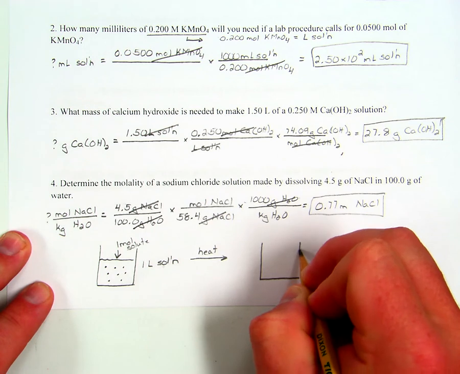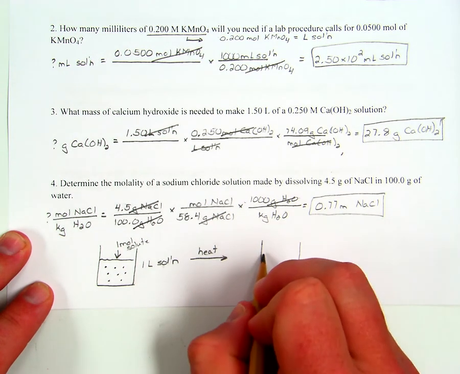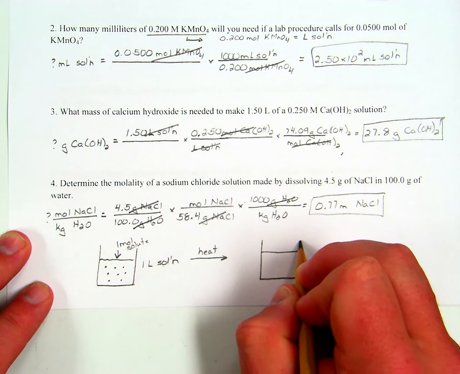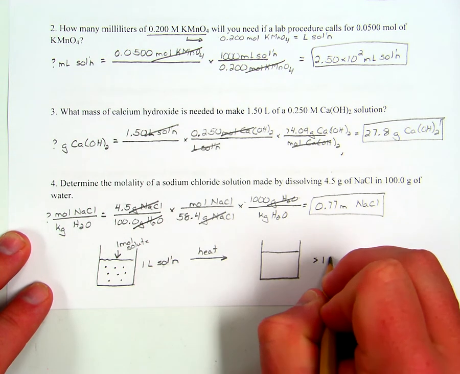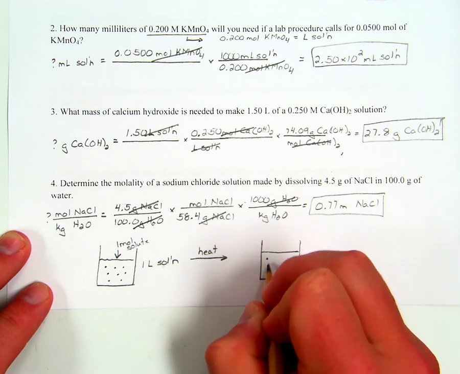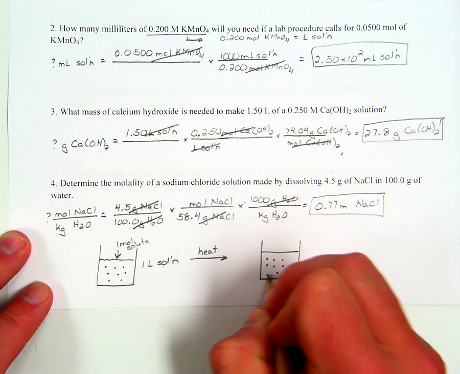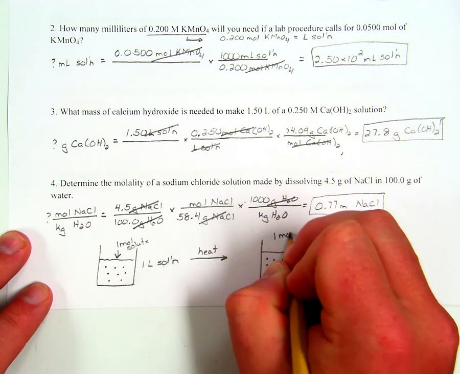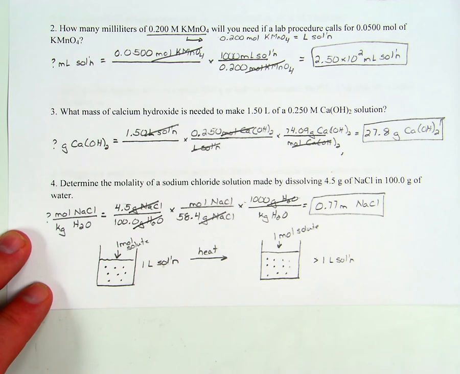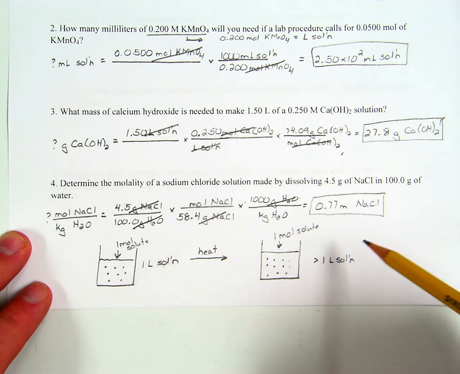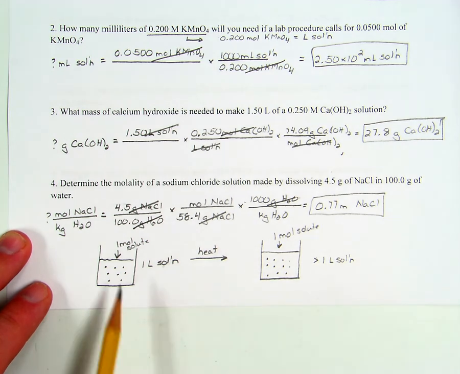So I'm still going to have almost a liter. It'll actually just be slightly more. So it's going to be just a little bit greater than 1 liter of solution, and I still have 1 mole of solute there. Well, what happened to our concentration as far as the molarity is concerned? The molarity decreased because I still have 1 mole of solute, but now I have more than 1 liter of solution because the solution has expanded due to the increased temperature. Now, if I were talking about the molality, though, the molality would be unchanged because I still have 1 mole of solute, and I didn't add or subtract any solvent, so the mass of that would be the same.